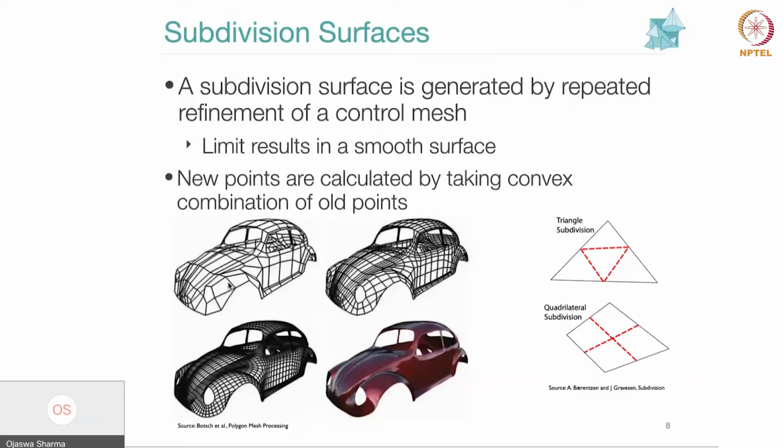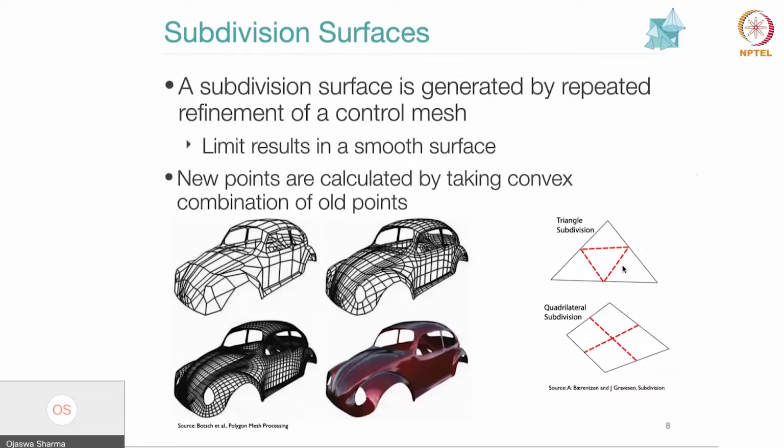The new vertices in a subdivision surface are calculated by taking convex combinations of old points. For example, there are certain schemes when it comes to subdivision of meshes. If it's a tri-mesh, or a triangle mesh, you could subdivide every triangle into 4 new triangles by splitting the 3 edges of a triangle, as shown in the figure at the top here. You could insert new vertices on the edges and split the triangle.